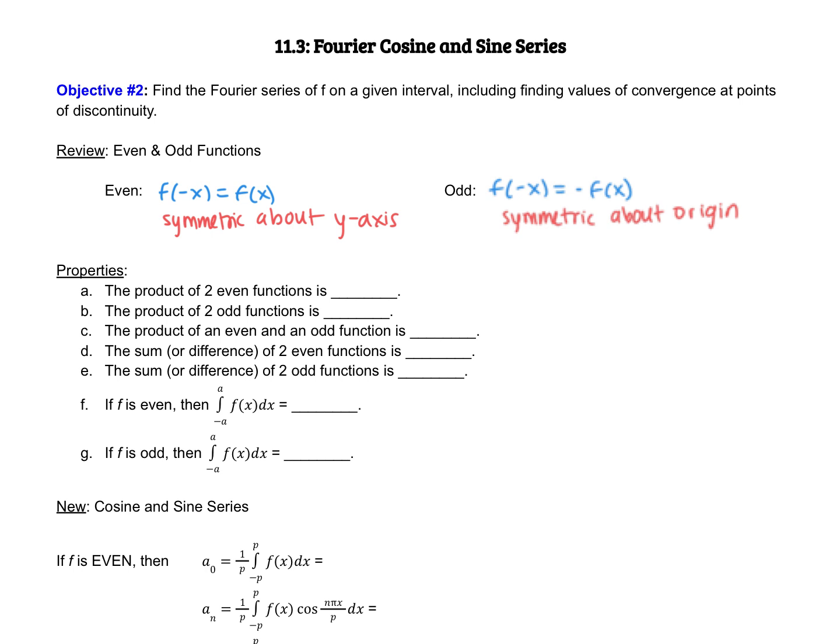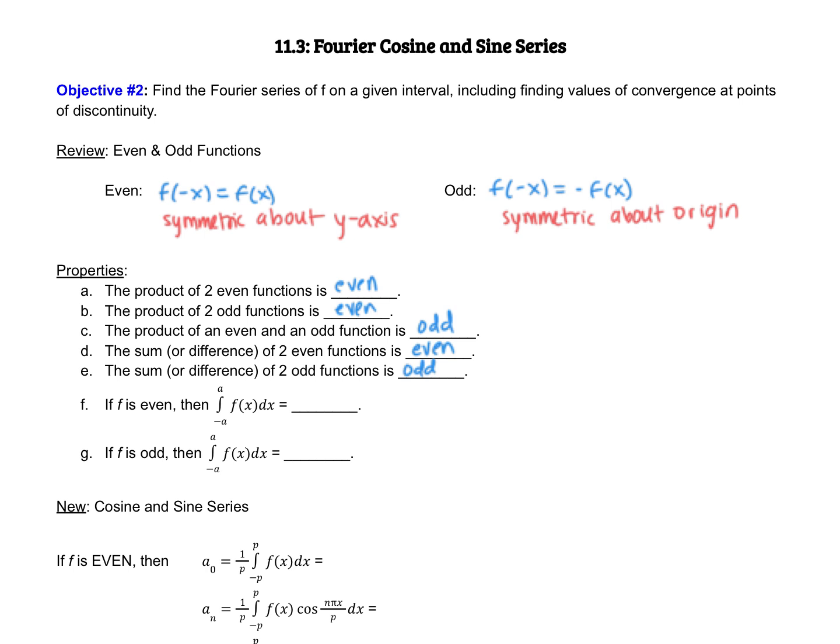First, the product of two even functions is even, and that should intuitively make sense. The product of two odd functions is also even, right? Okay, the product of an even and an odd function is odd. The sum or difference of two even functions is even. The sum or difference of two odd functions is odd. I think a lot of these should be fairly intuitive.